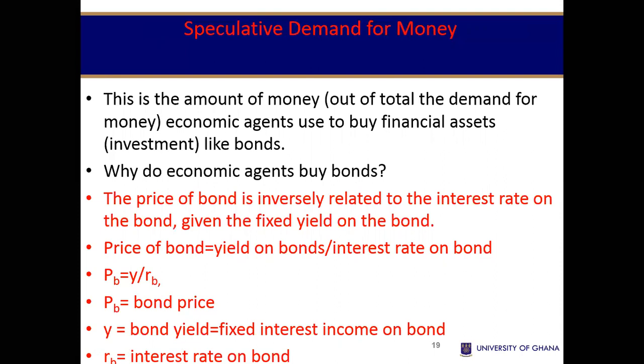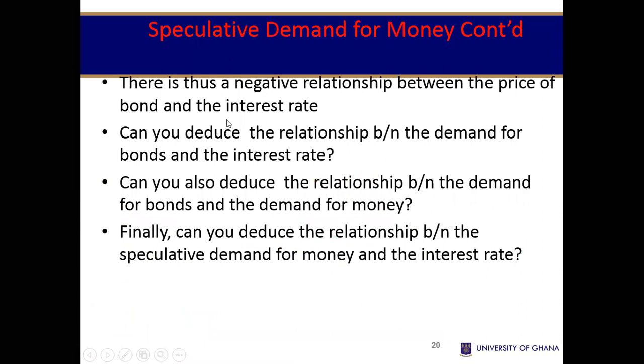Is that okay? But then you said the relationship was positive. Oh no, we didn't say that. That one was what Marvin said. The relationship here is between the demand for bonds and interest rate. That one is positive because when interest rate goes up, the price of bonds will fall, and that is going to cause people to buy more bonds. So the demand for bonds will go up.